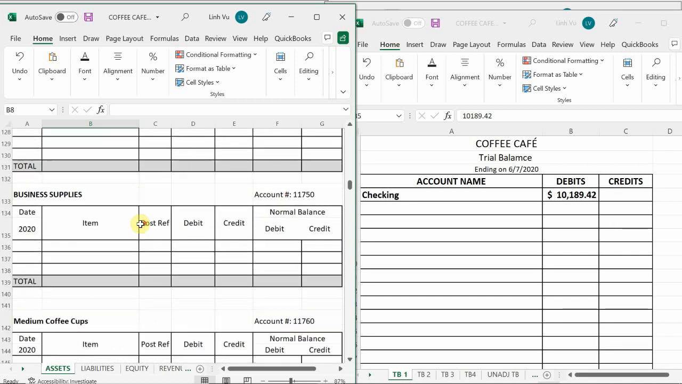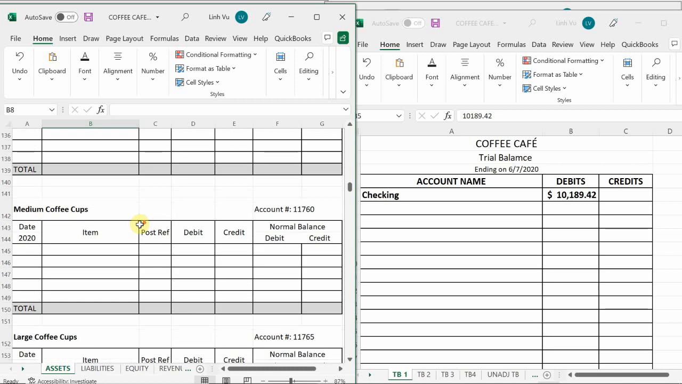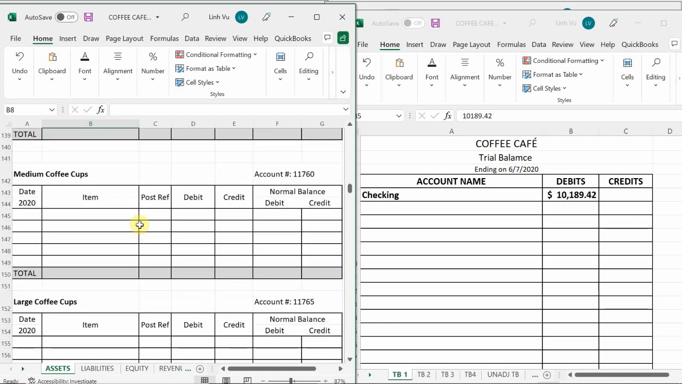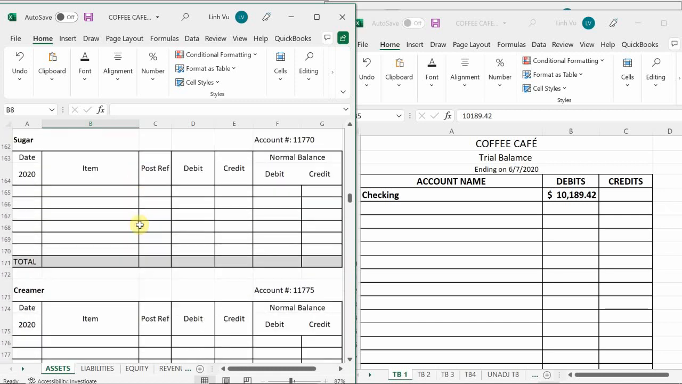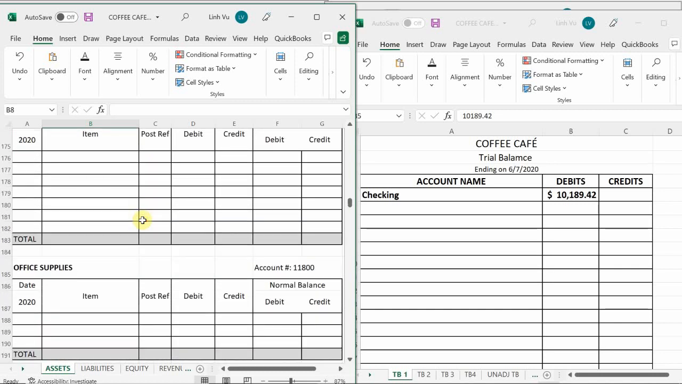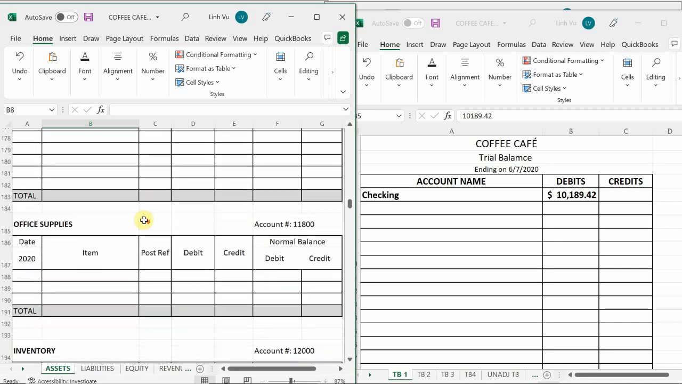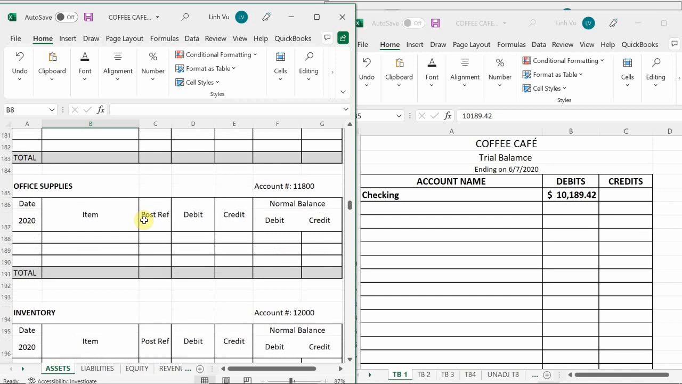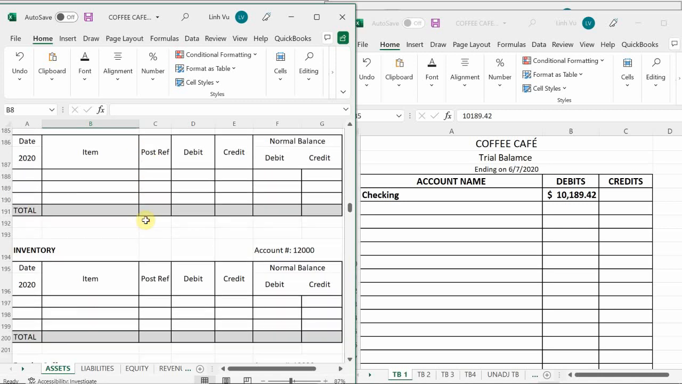Did I buy any business supplies, which include my coffee cups, my sugar, my creamer? Of course, I didn't buy anything yet, right? What about office supplies? Okay, I just bought my printer, but have I printed anything yet? Do I have the need to print anything yet? So in this case, I haven't even bought office supplies yet.